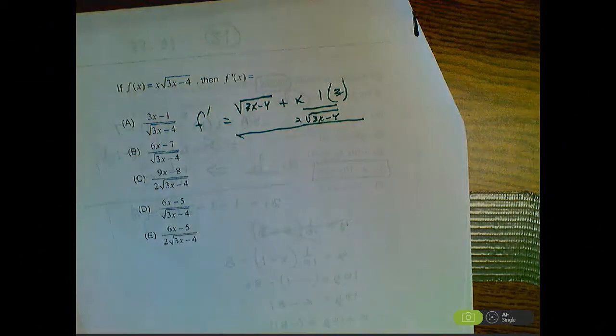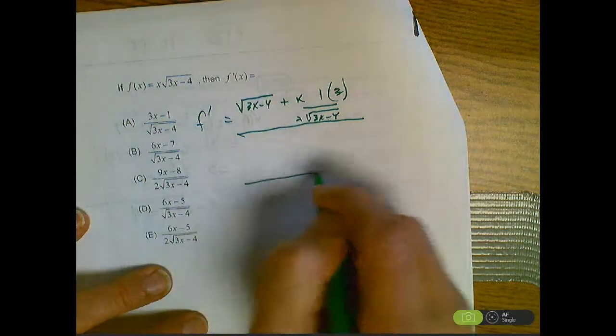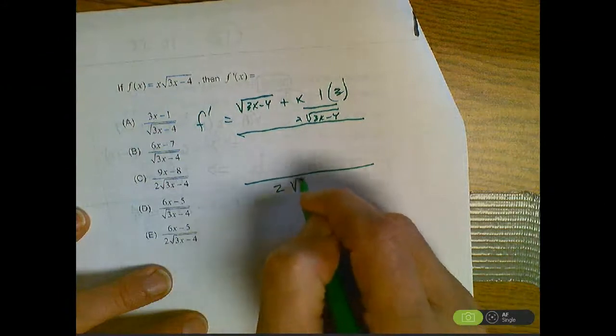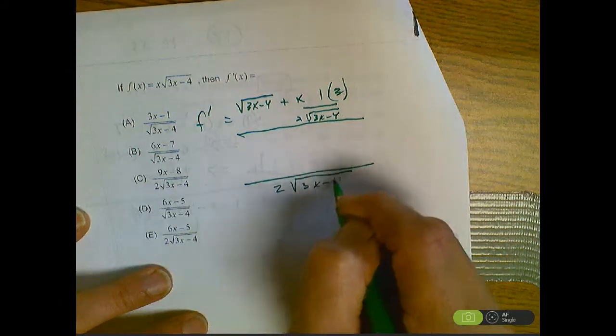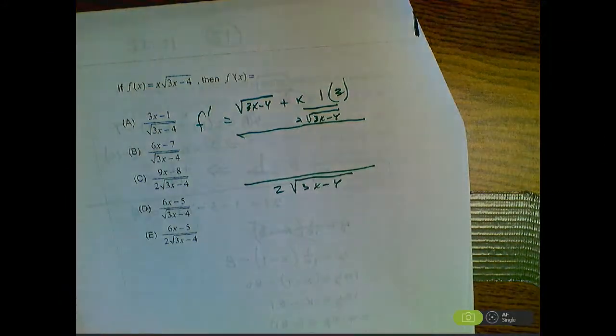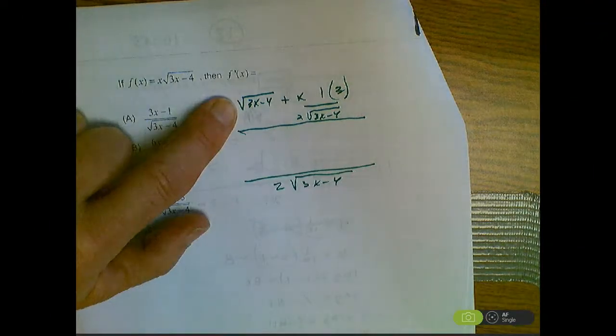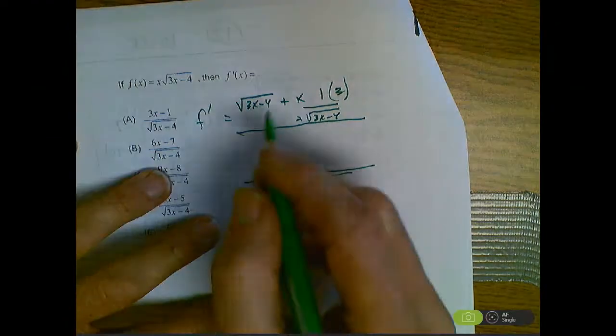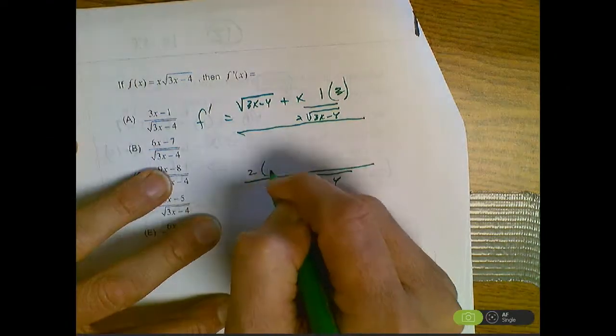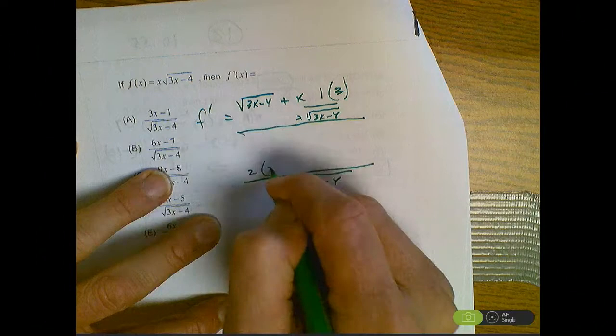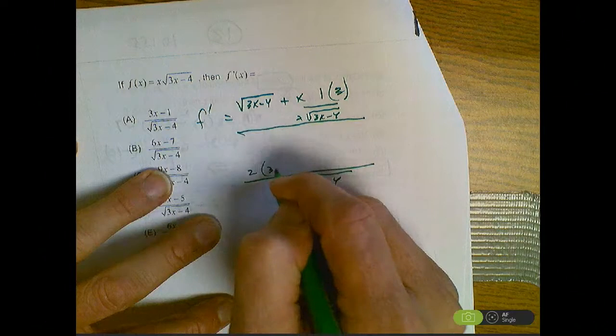Now what's the common denominator? The common denominator is going to be 2 square root 3x minus 4. Now we know we're going to have to multiply top and bottom by that, in a form of 1. 2 times square root 3x minus 4. That means on the top we're going to have 2 times that squared, which is 3x minus 4, plus 3x.